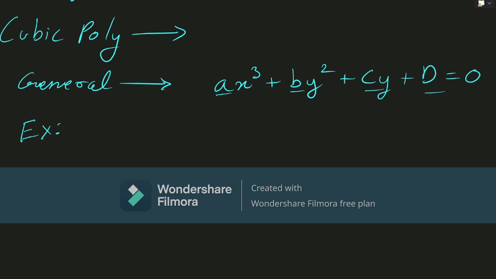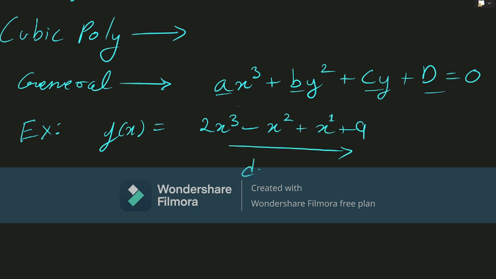Okay, let me give an example now. Example will be f of x equal to 2x cube minus x square plus x plus 9. Here you can see it is in decreasing order. First 3, then 2, 1, and then finally 0.